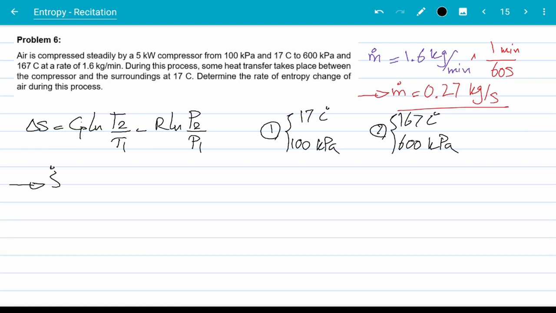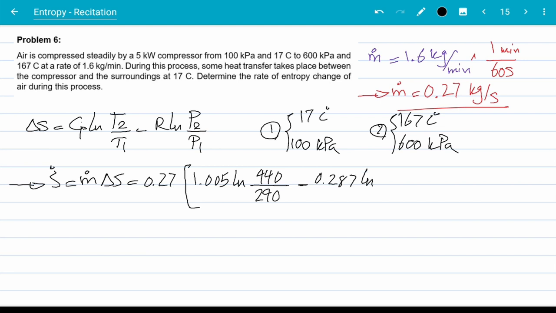S dot is going to be m dot delta S, which is 0.27 times Cp of air, 1.005, natural log of T2 over T1. Changing the temperatures to Kelvin, I have 440 over 290, minus the gas constant for air, 0.287, natural log of 600 over 100. Now, if we do the math, we get that S dot is minus 0.00254 kilowatts per Kelvin.